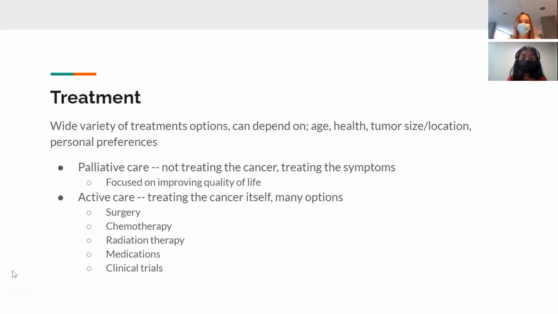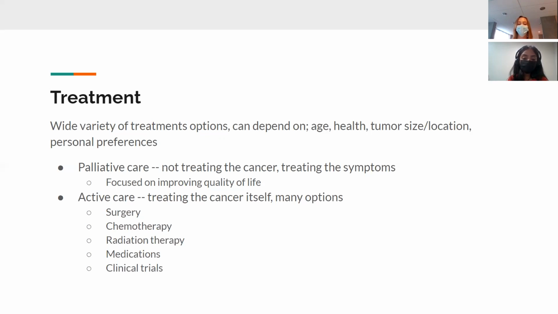Yes, so once you know that you have cancer, there are a wide variety of treatments. And creating the treatment plan for each person usually requires many medical professionals across various departments and specialties. This is because the treatment plan can depend on many different factors, including age, your overall health or health conditions, where the tumor is located, how big it is, and other characteristics of the tumor, as well as what the patient wants to do. So there are two different types of treatment, and this is usually important when it comes to very bad and deadly tumors.